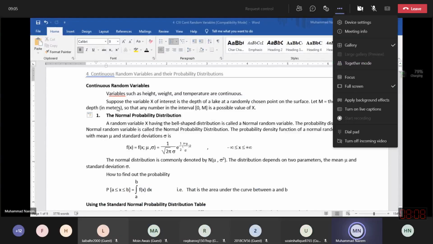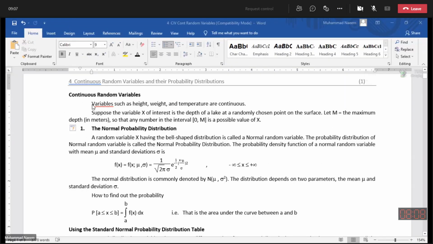Today we will discuss continuous random variables. Variables such as height, weight or temperature are continuous. And how we express it. Suppose the variable x of interest is the depth of a lake at a randomly chosen point on the surface. Let m be the maximum depth in meters so that any number in the interval 0 to m is a possible value of x.